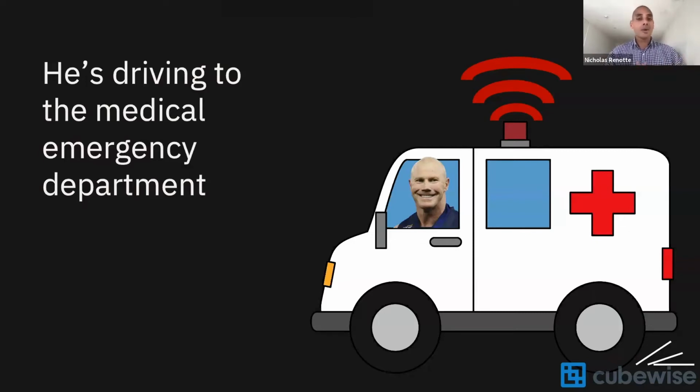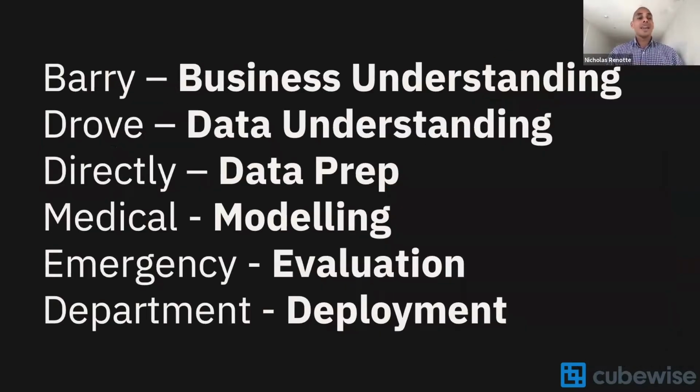Now, let's take a look at what this actually means. So if we take a look at this initialism, Barry drove directly to the nearest medical emergency department, it actually stands for the 6 key steps that underpin virtually every good data science project that is running around these days. So these 6 steps stand for business understanding, data preparation, modeling, evaluation, and deployment.